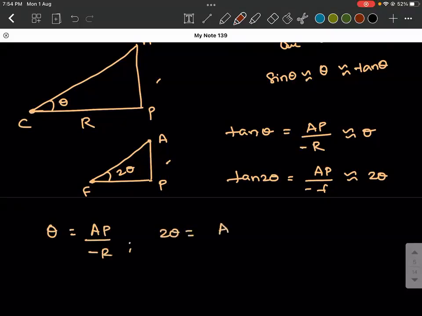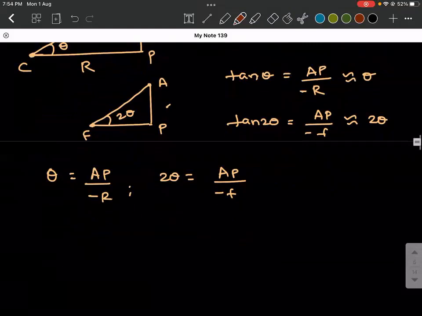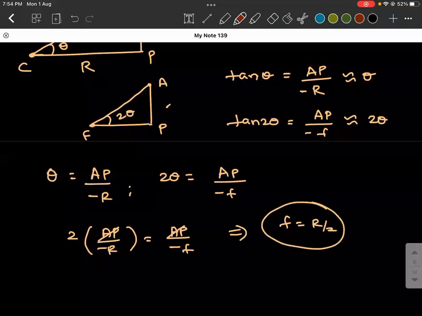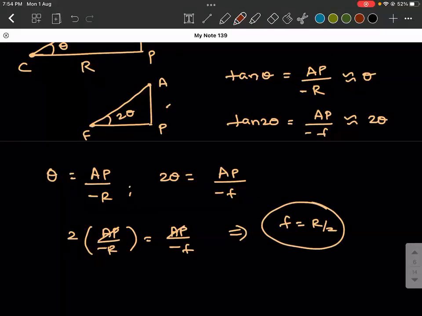2 theta is equal to AP by minus F. So 2 into, in the place of theta, I can write AP by minus R is equal to AP divided by minus F. AP and AP are gone, which implies F is equal to R by 2. The focal length is equal to half of the radius of curvature. Under what scenario? When will you be able to derive this kind of a situation? Only when the aperture is small and the rays you have considered are paraxial in nature.